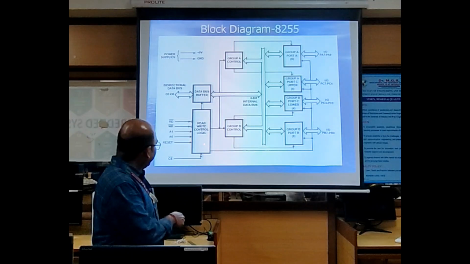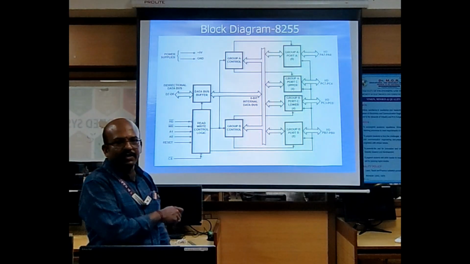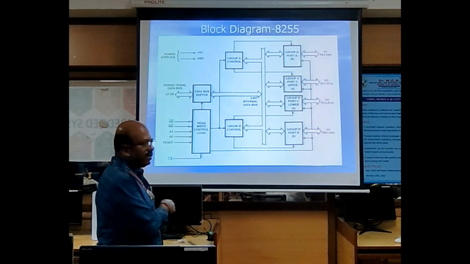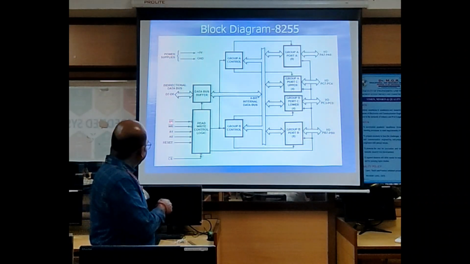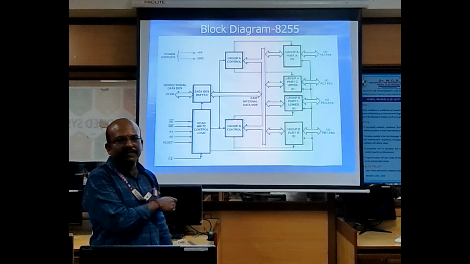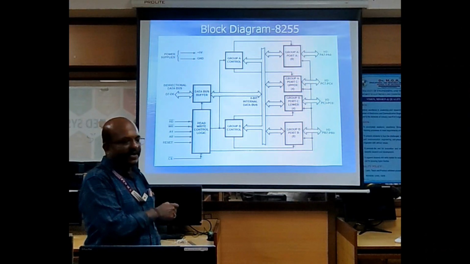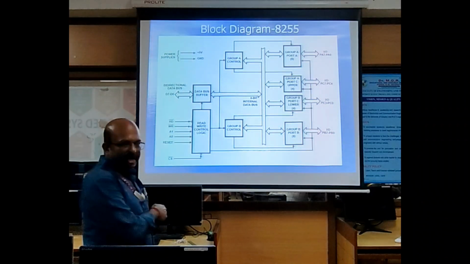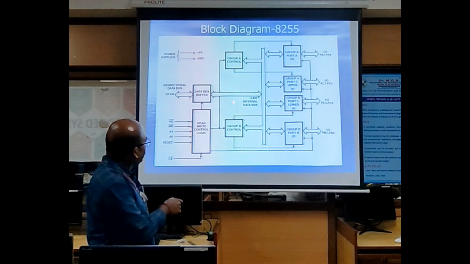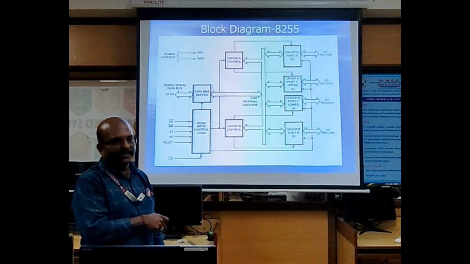Next, read and write control logic. In read and write control logic, there are different signals. First one, RD bar, is a read signal. It's an active low signal. Whenever this signal is low, that time only the processor is able to read the data from this interface, from this 8255. Like this, write is also an active low signal. Whenever the signal is low, that time only the processor is able to write the data to this interface.